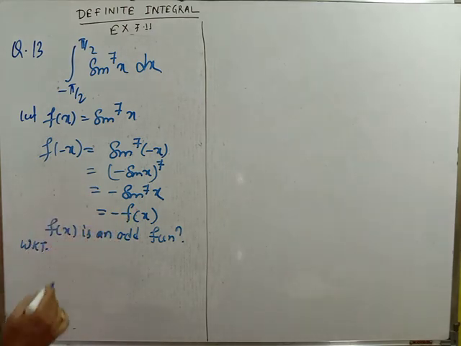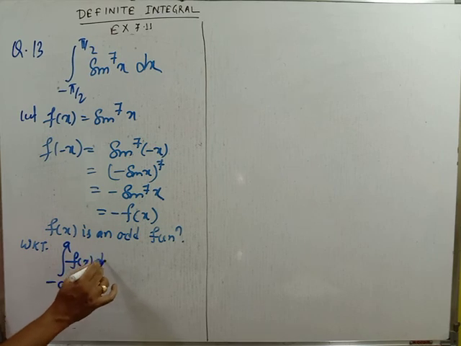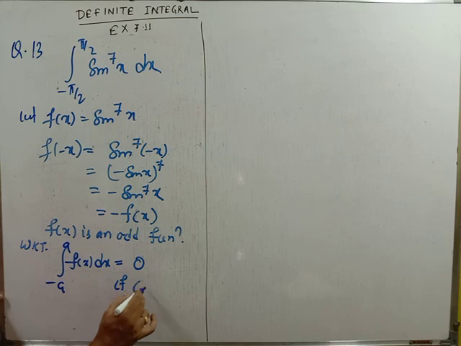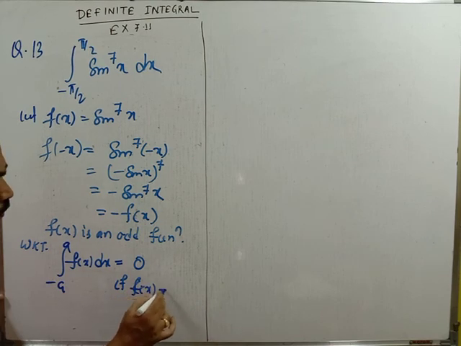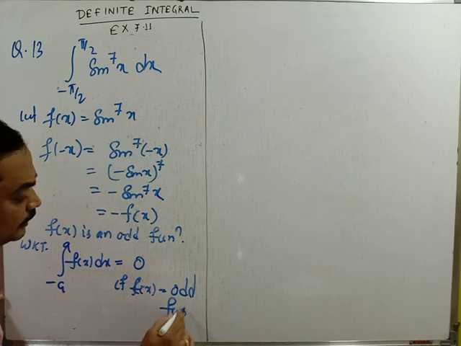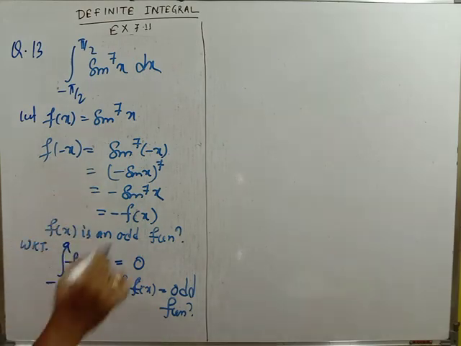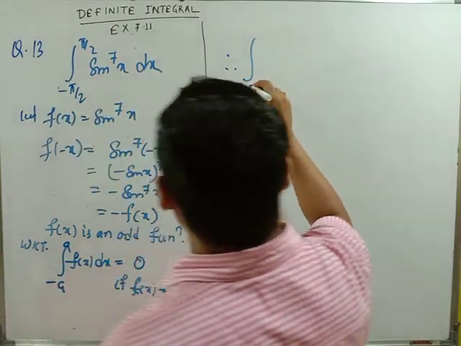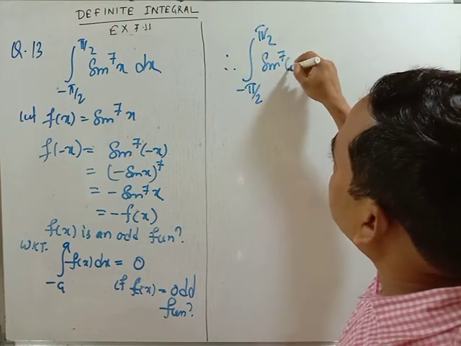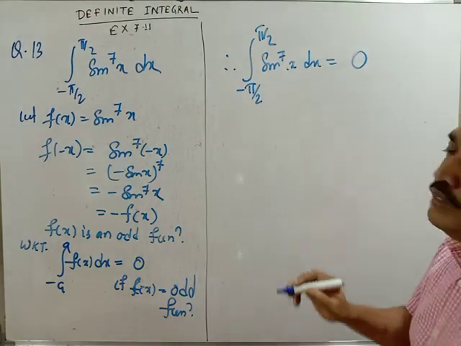For an odd function we know that the integration from minus a to a of f of x dx will be 0 if f of x is odd. If this is an odd function, then this will be 0 only. Since it is an odd function, therefore the integration from minus pi by 2 to pi by 2 of sine to the power 7 x dx is equal to 0.